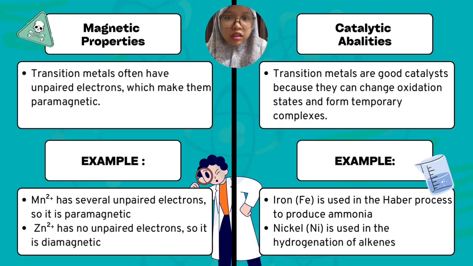Besides that, for catalytic abilities, transition metals are good catalysts because they can easily change oxidation states and form temporary complexes. For example, iron is used in the Haber process to produce ammonia, while nickel is used in the hydrogenation of alkenes. Therefore, these properties make transition metals very important in industrial processes.